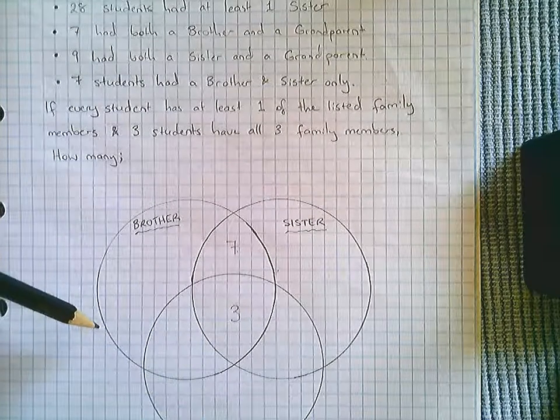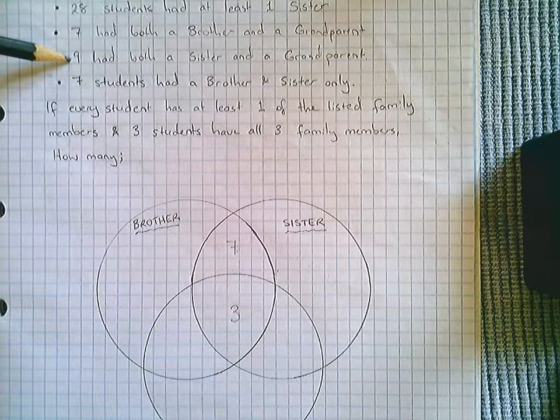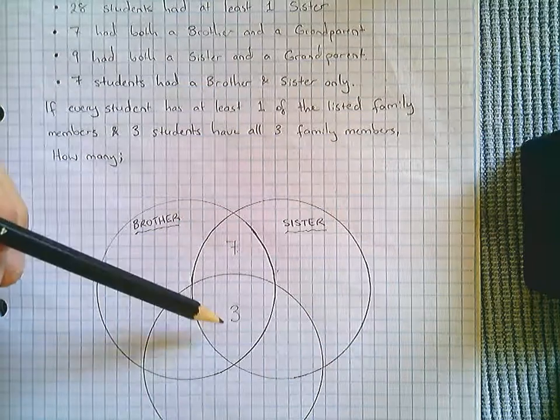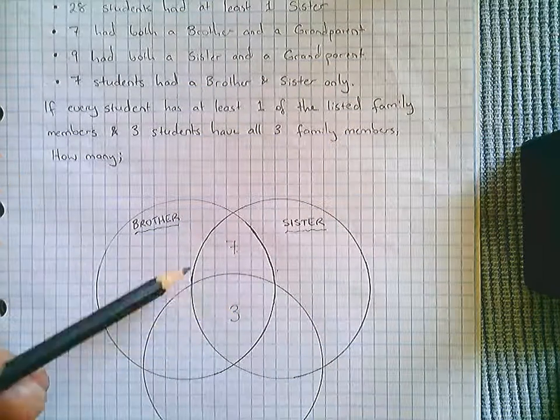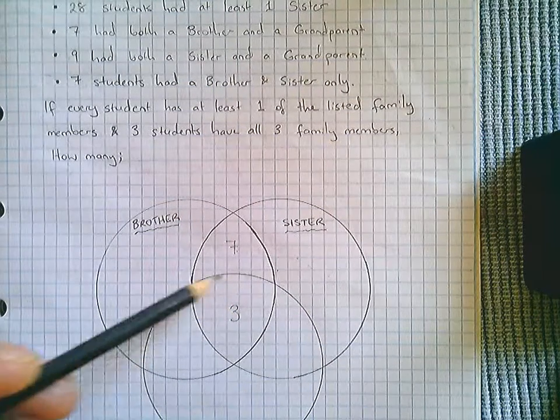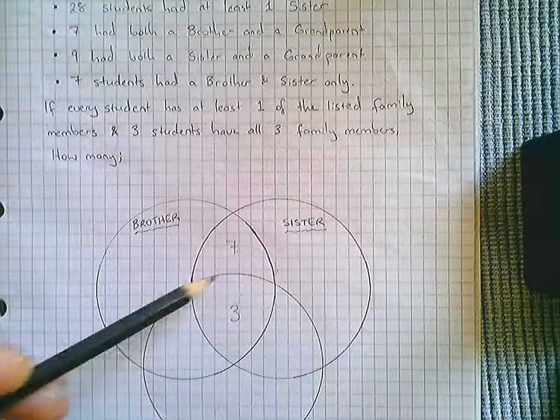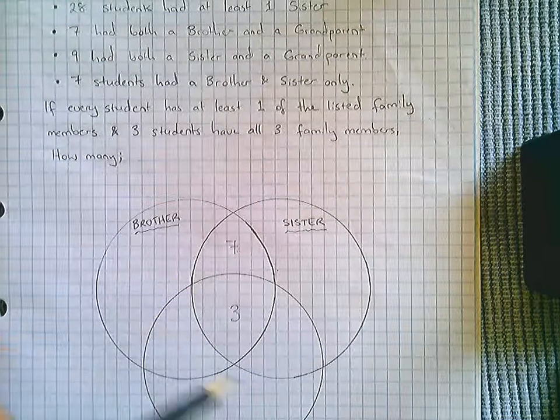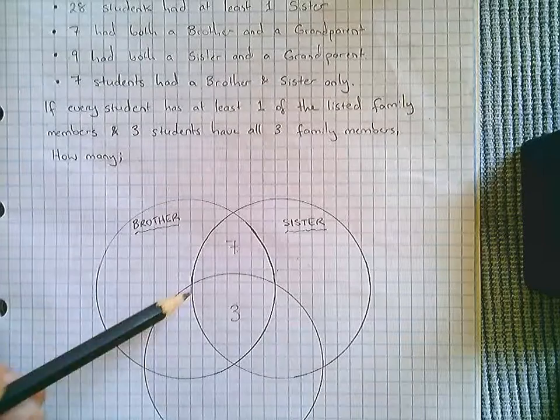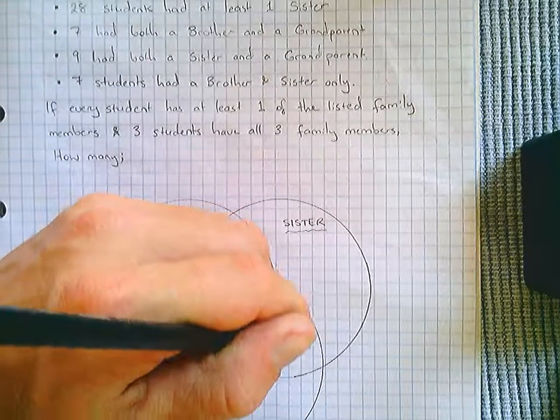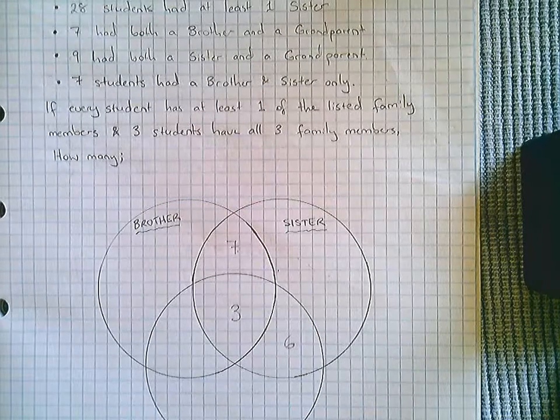So what we need to identify is that this 9 encapsulates this 3. So this intersectional point between sister and grandparent will add to 9. So 3 plus what number is 9? The answer is 6.